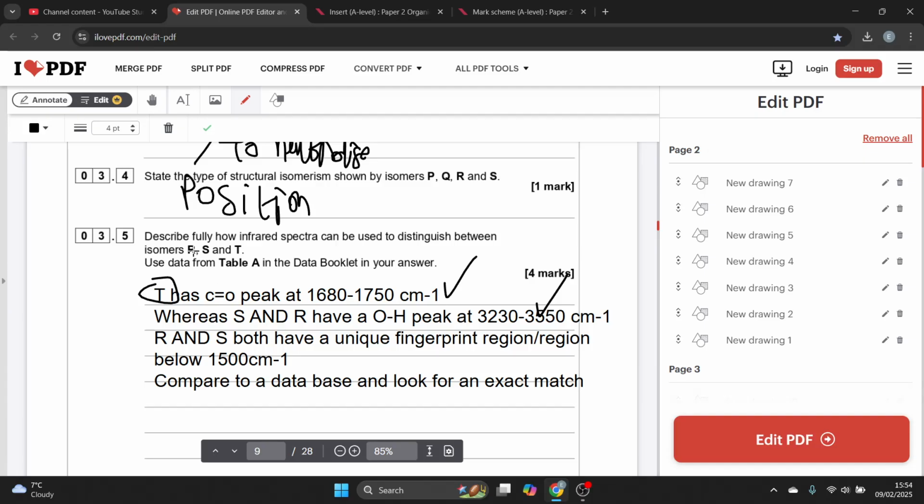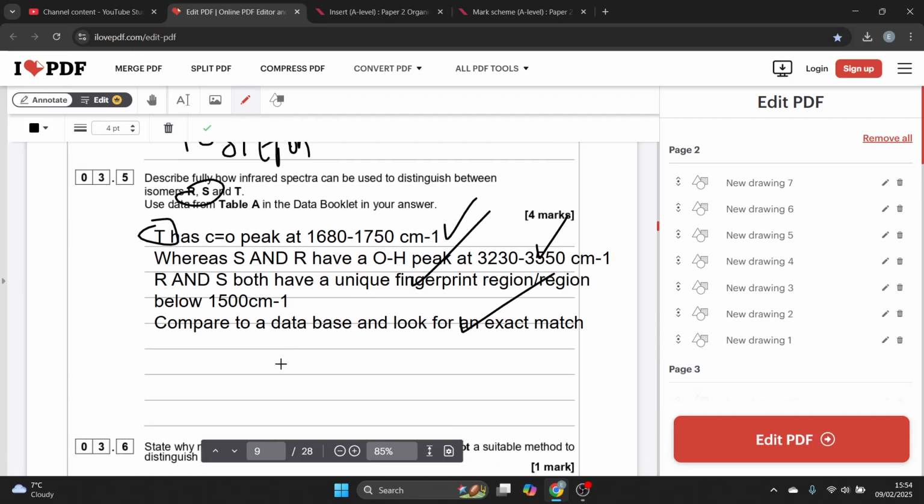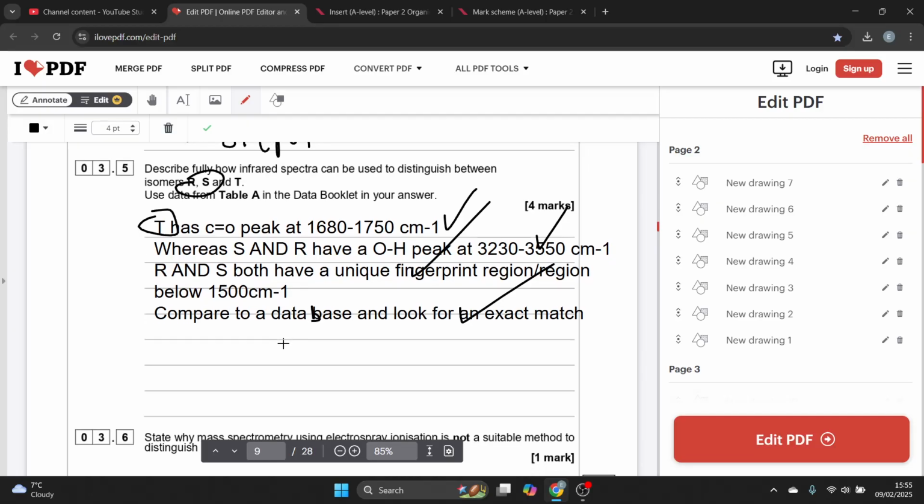But how would I distinguish between R and S? Because both of them have the same peak. Well, in this case, I see R and S both have a unique fingerprint region, the region below 1500 centimeters to the power minus 1. Compare to a database and look for an exact match. That's it. Compared to a database, not data book, compared to a database and look for an exact match.